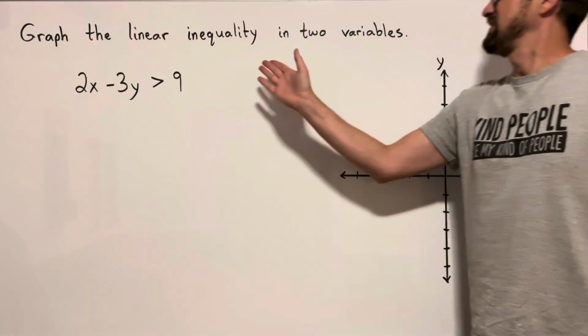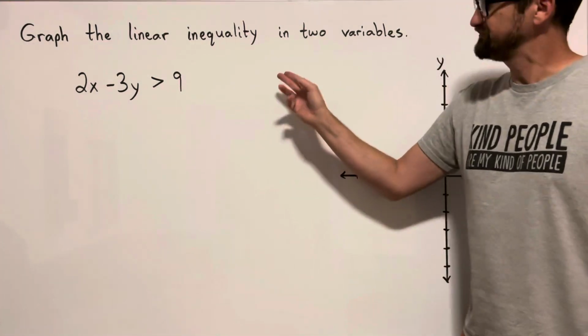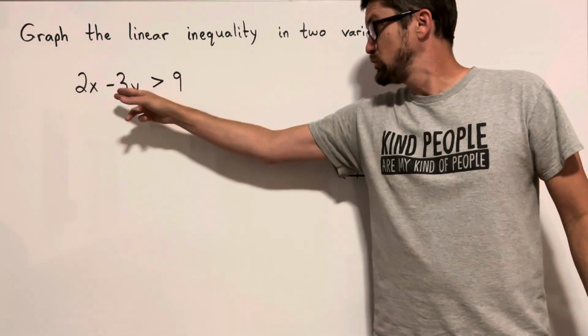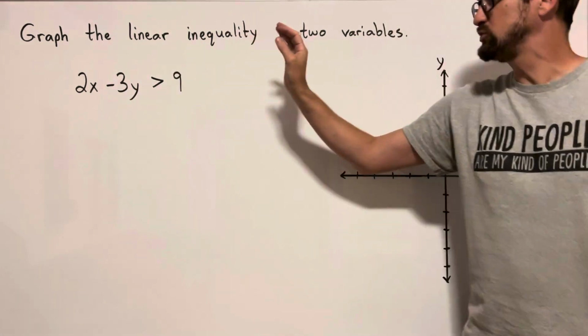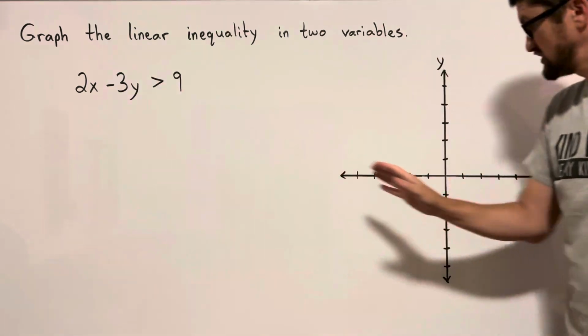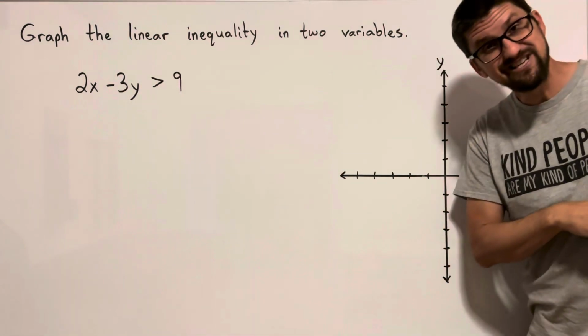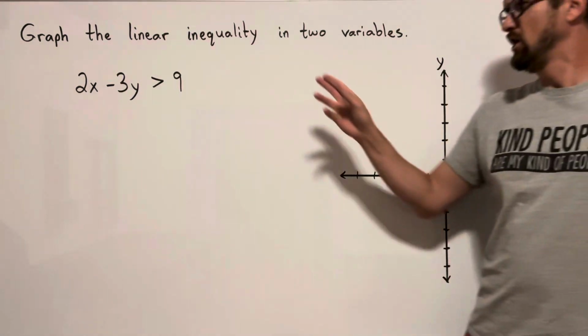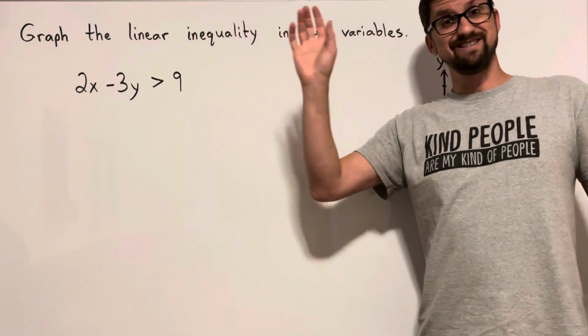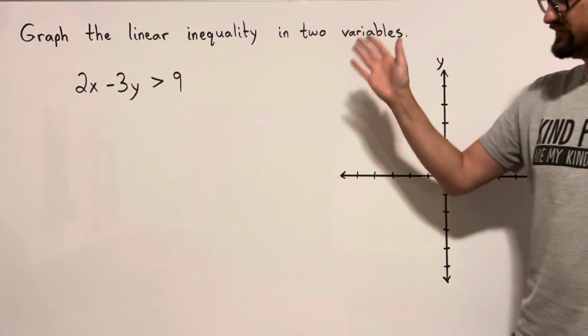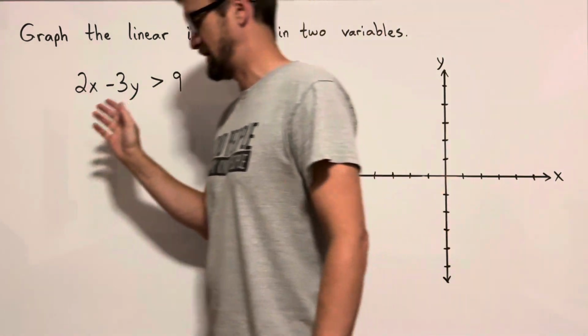Graph the linear inequality in two variables. Here's my linear inequality, 2x minus 3y greater than 9. I'm going to graph the solution on the Cartesian coordinate system. The first thing you want to do is graph the line as if it was an equal sign.